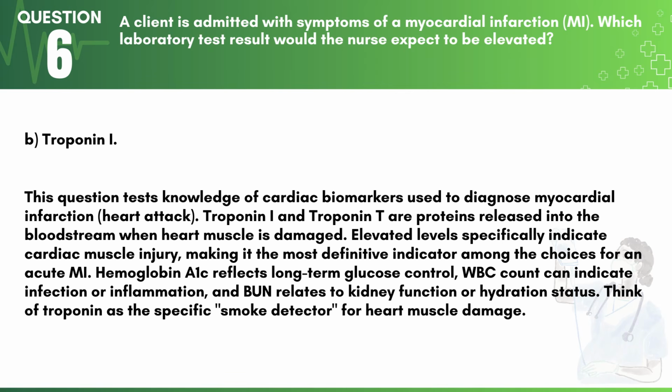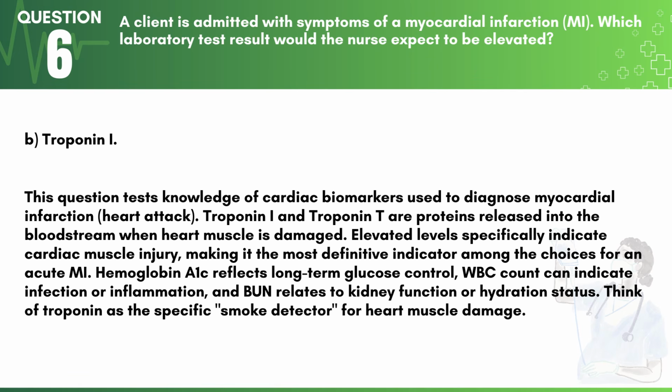Answer: B. Troponin I. This question tests knowledge of cardiac biomarkers used to diagnose myocardial infarction, heart attack. Troponin I and troponin T are proteins released into the bloodstream when heart muscle is damaged. Elevated levels specifically indicate cardiac muscle injury, making it the most definitive indicator among the choices for an acute MI.